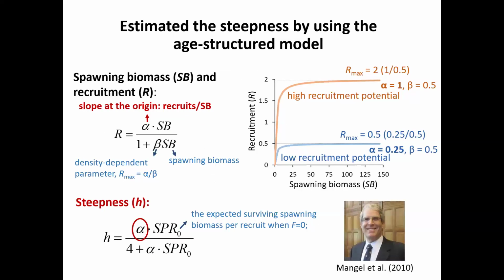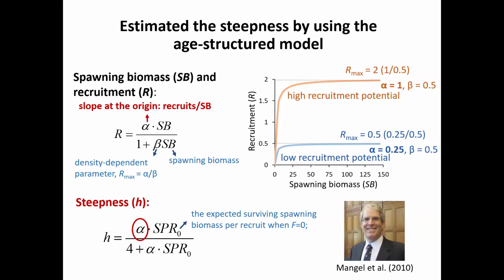Okay, so we estimate the steepness by using the age-structured model, and this method was developed by Mangel in 2010. In this model, we use the Beverton-Holt relationship. The alpha means the slope at the origin, which is the recruitment divided by the spawning biomass. So you can see that if we have a different alpha value, if alpha is lower, it means lower recruitment potential, and if alpha is higher, it means higher recruitment potential.